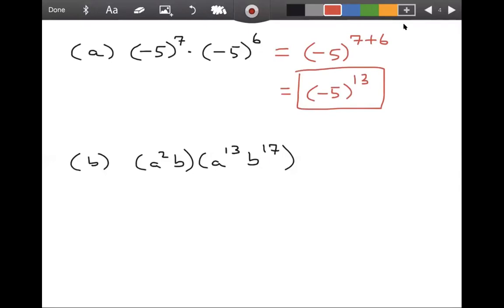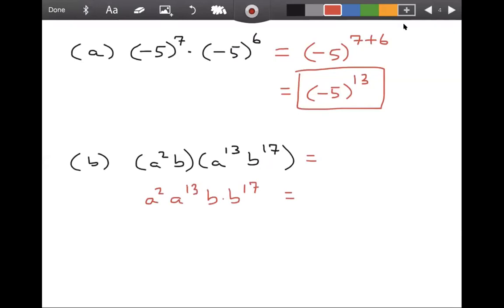Next, we have a squared b times a to the 13th, b to the 17th. So what I'm going to do is write the a factors next to each other, and I'll write the b factors next to each other.